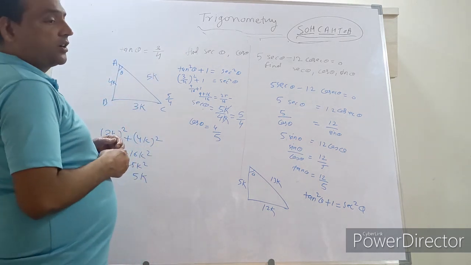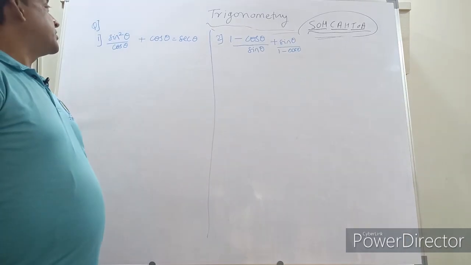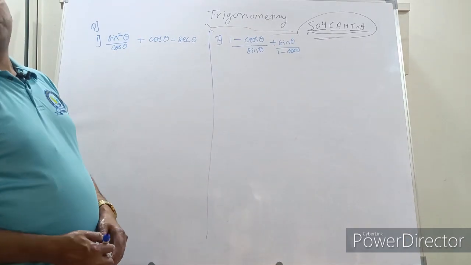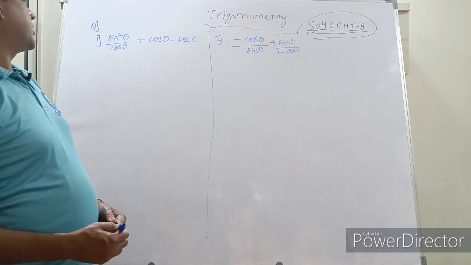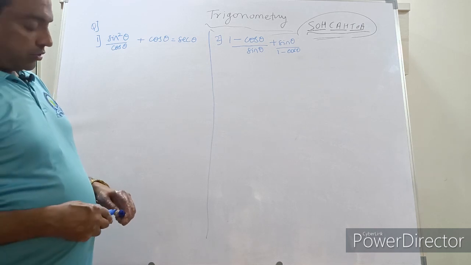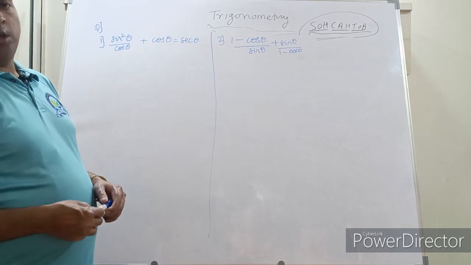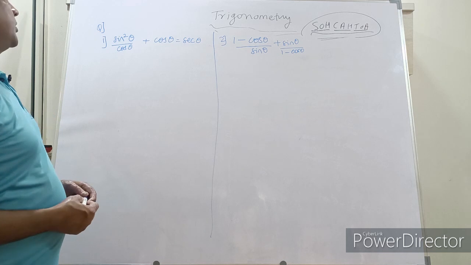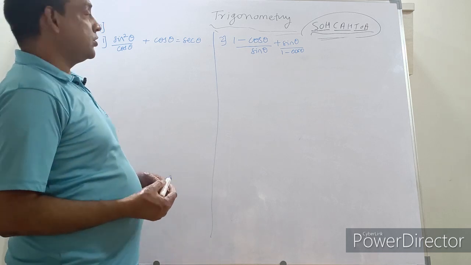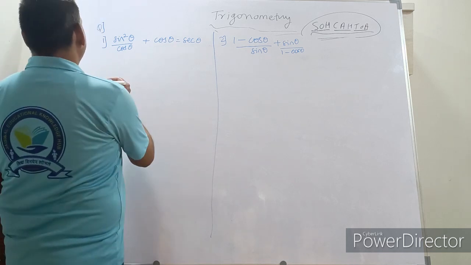Let's do a few proving sums also. One common sum they ask in the paper is prove that. For that, either we have to use the basic formulas that we did, the sine, cos, tan, cosec, secant, cot formulas, or the tan formula, or we have the three identities. Based on this we have to prove that left hand side is equal to right hand side. So first let's take the LHS.